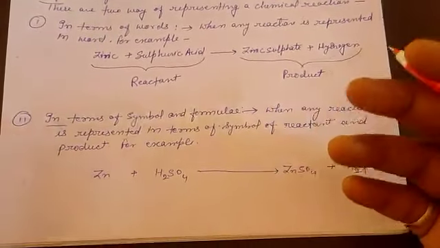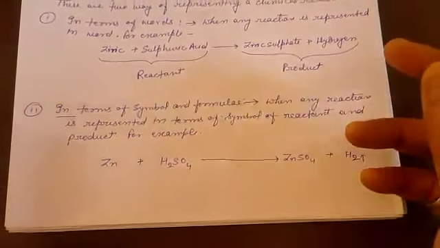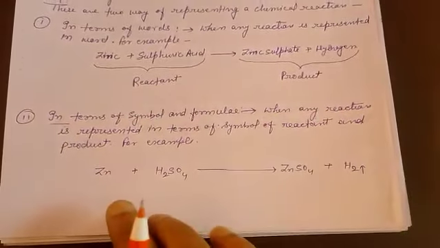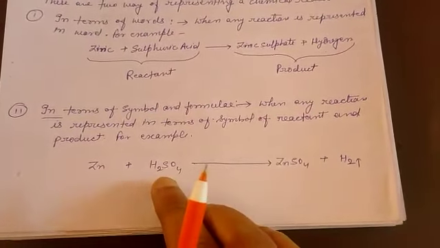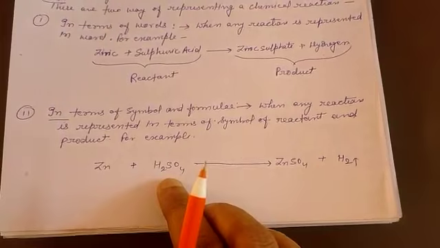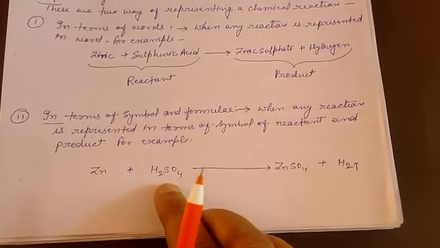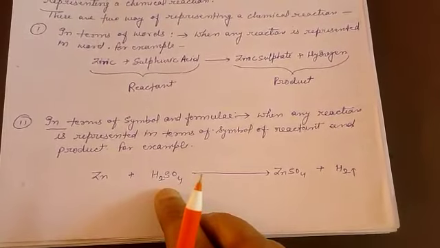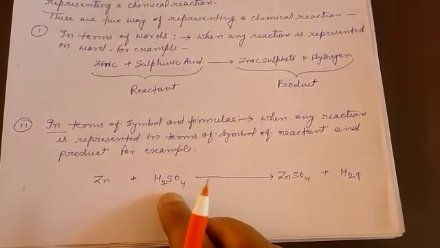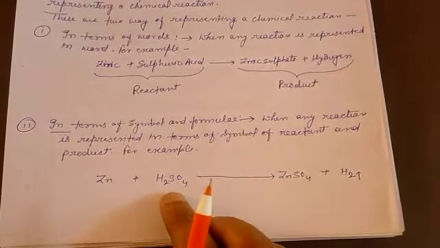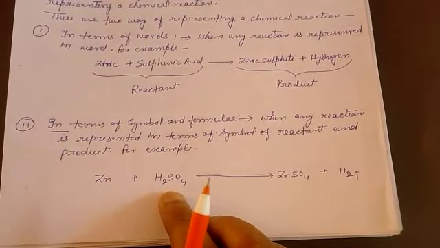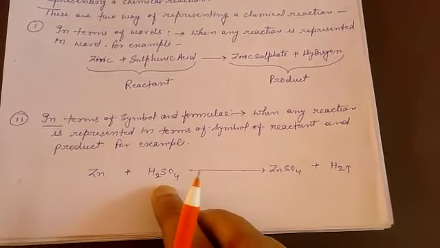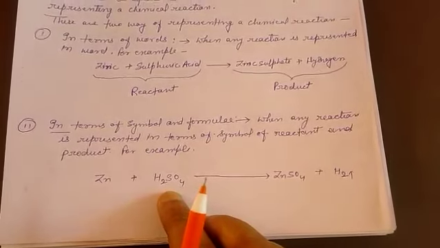But later on, you need to represent all chemical equations in terms of symbols and formulas, because it is the easiest way to represent any chemical equation, and it will help you in the balancing of the chemical equation. Right. I think you all know that all chemical reactions need to be balanced, because we have to follow the law of conservation of mass.